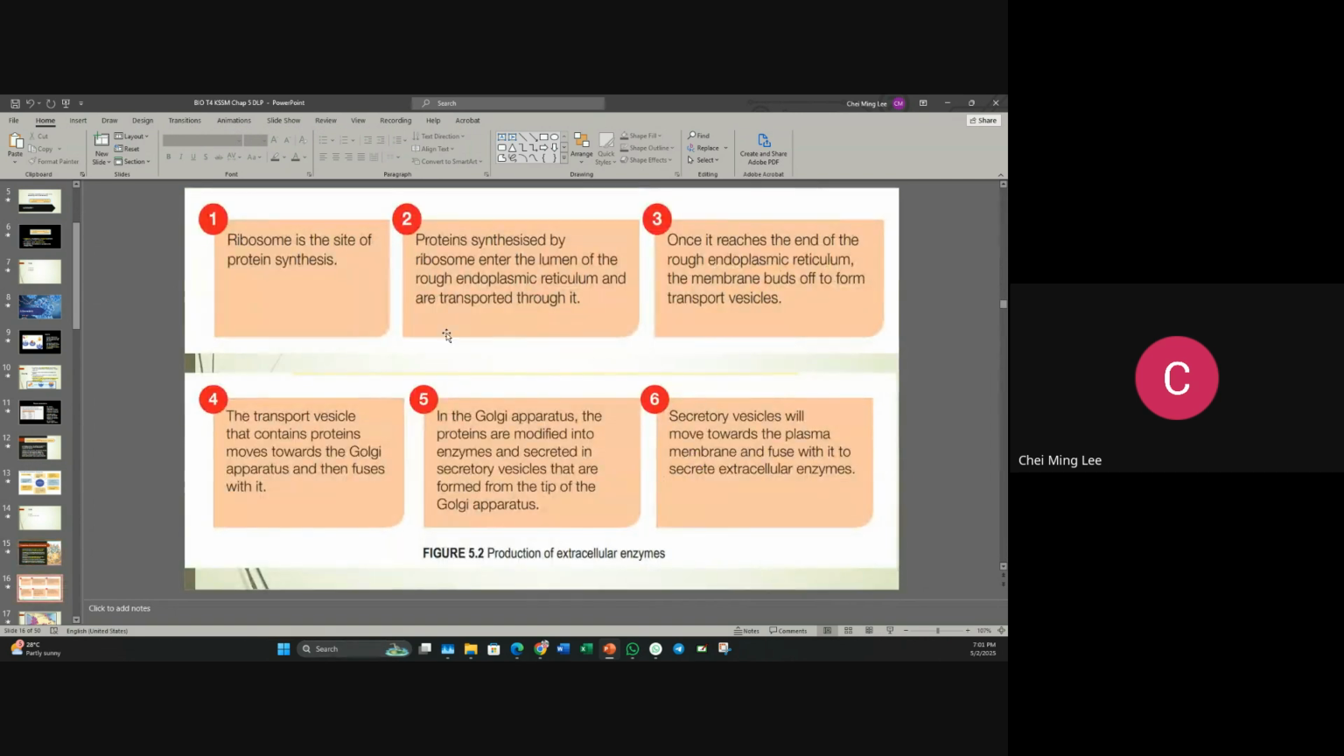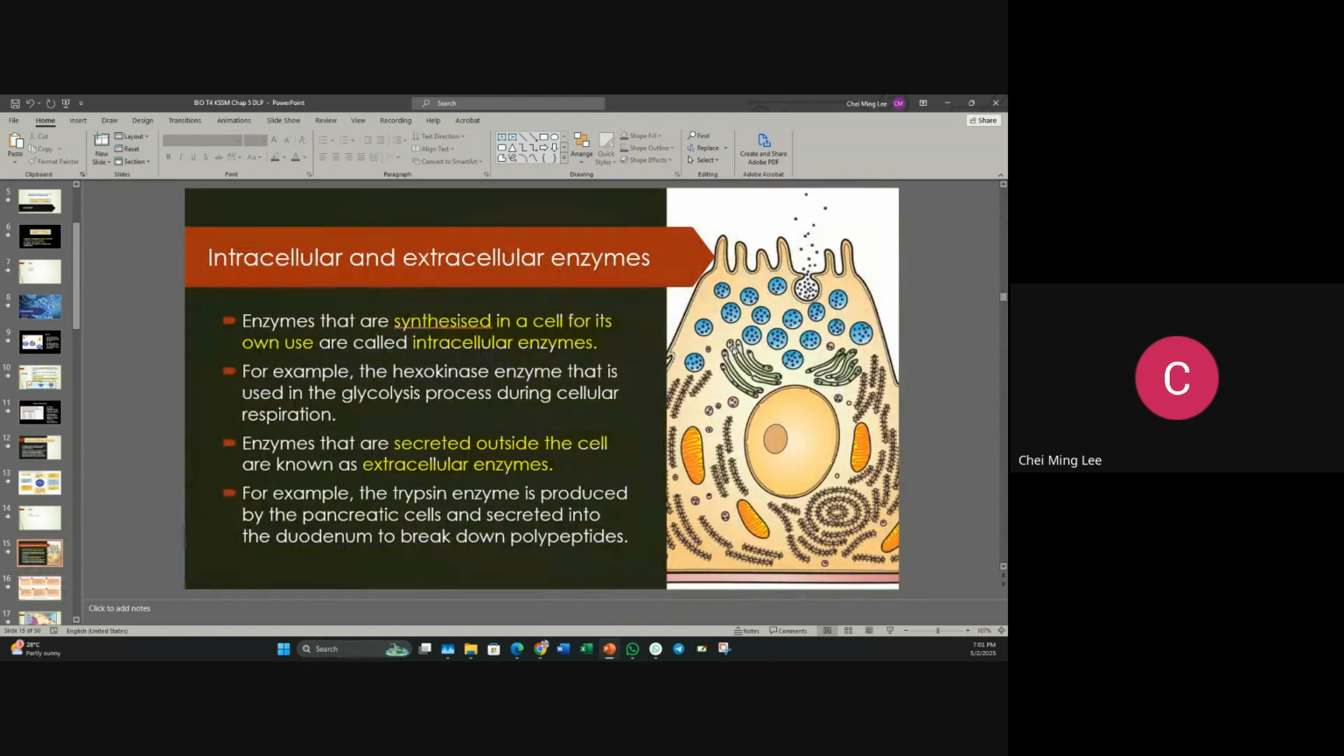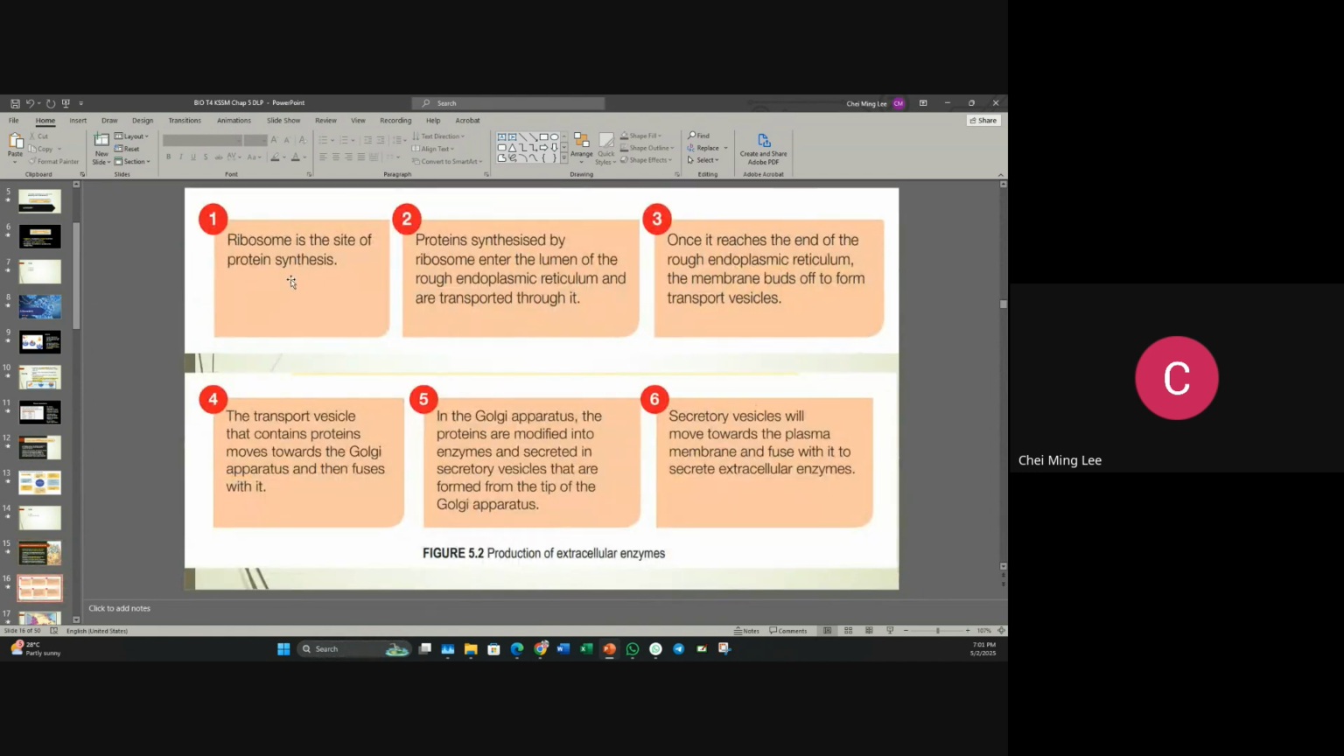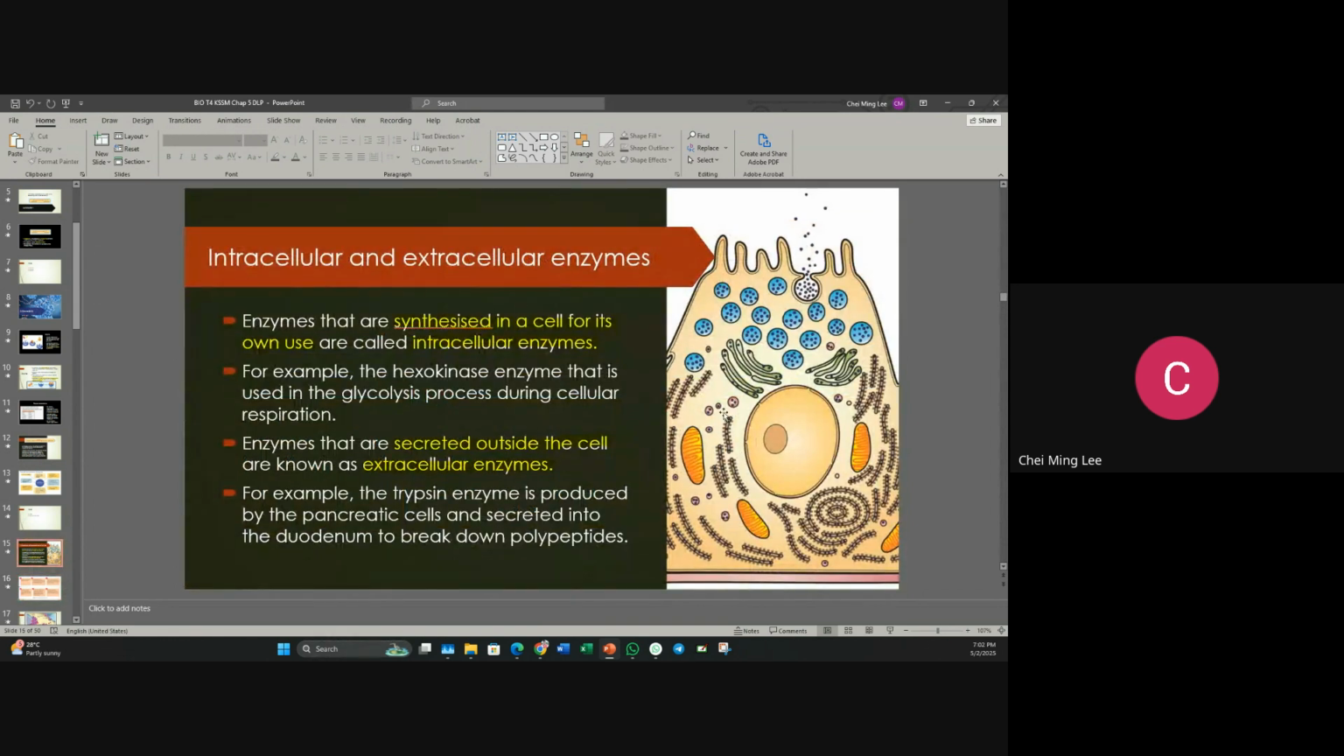So there will be a ribosome. Ribosome is the site of protein synthesis. So the protein synthesized by the ribosome enters the lumen of the rough endoplasmic reticulum and starts to be transported through it. And the ribosomes are the small dots here.